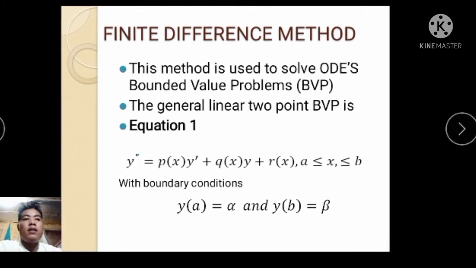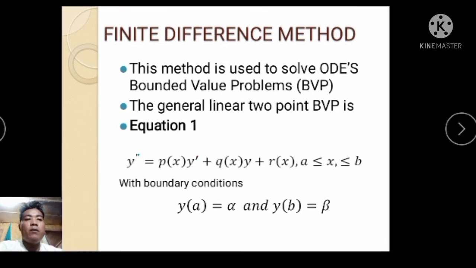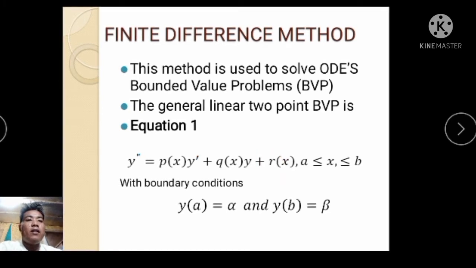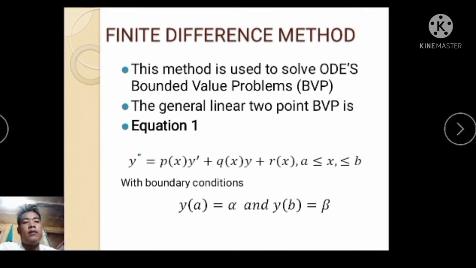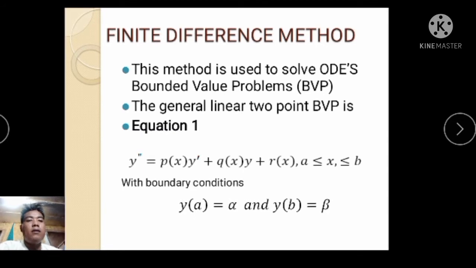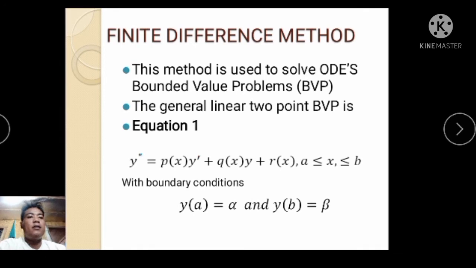The general linear two-point BVP is equation 1: y double prime equals p of x y prime plus q of x y plus r of x, where a is less than x and x is less than b, with boundary conditions y sub a is equal to alpha and y sub b is equal to beta.